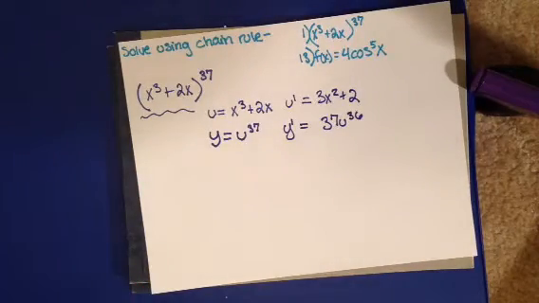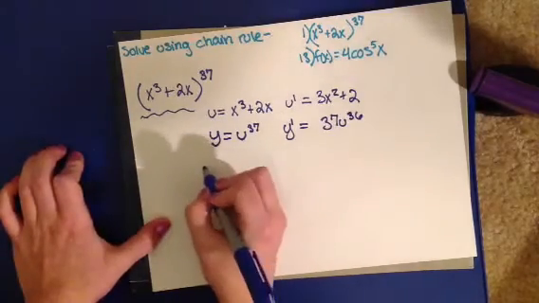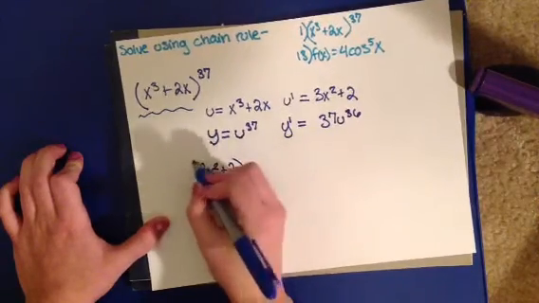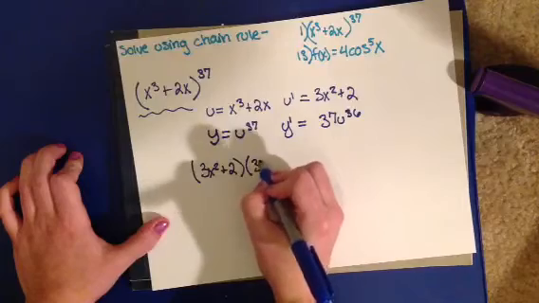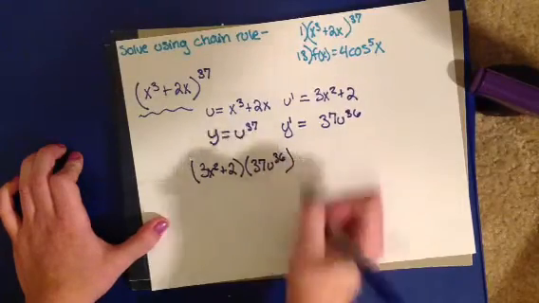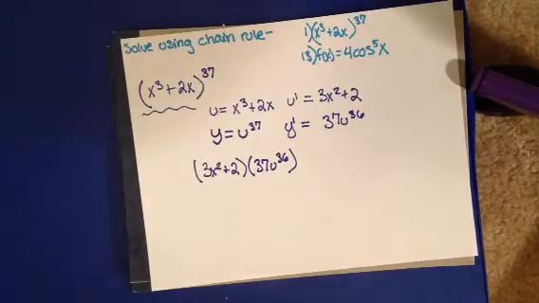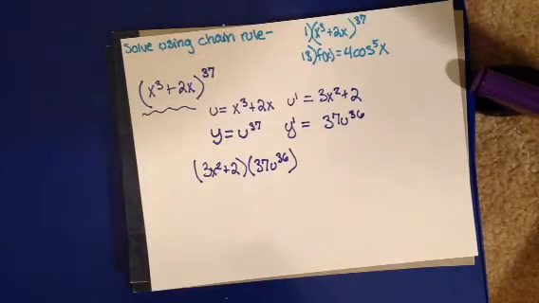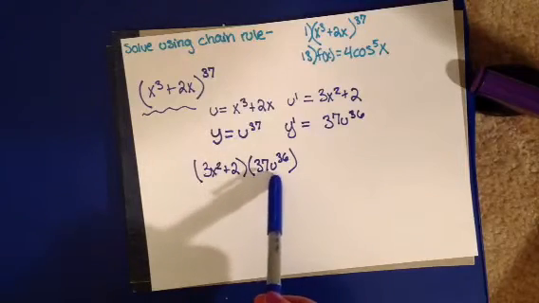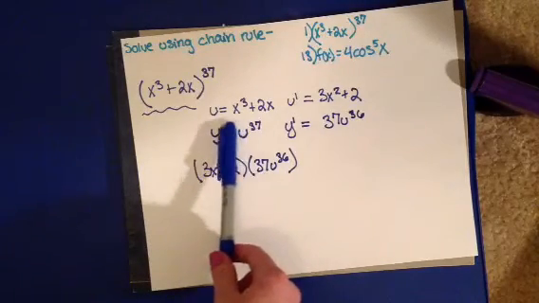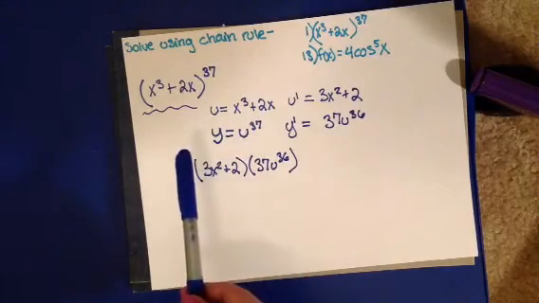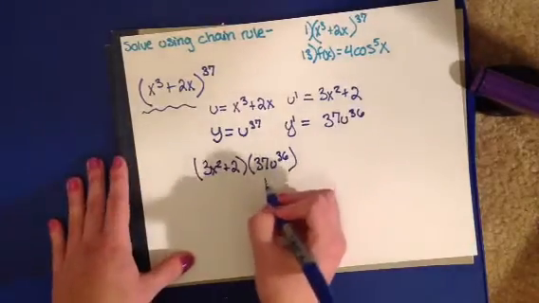Now, all we have to do is multiply them. So I will go down below here. 3x squared plus 2 times 37u to the 36th. Now we're almost done. What Mrs. Chima wants us to do is put everything into terms of x. So, how can we get u to be x? Well, we reference back. You see u equals this, x cubed plus 2x, so we just plug it right in. So I'll draw a little arrow.